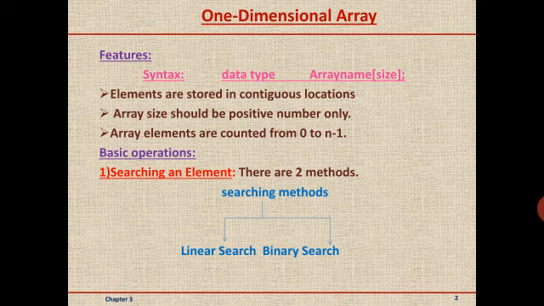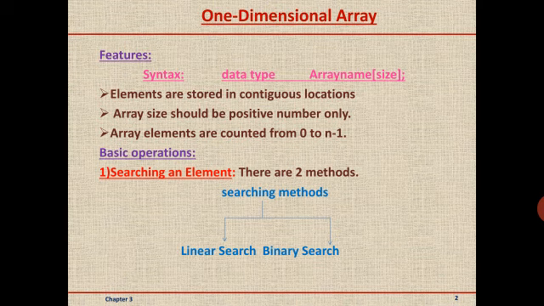It has various features. Features means characteristics. First feature is the elements are stored in continuous memory locations. Second feature is array size should be a positive number only. Third feature is array elements are counted from 0 and end with n minus 1. N is the number of elements.